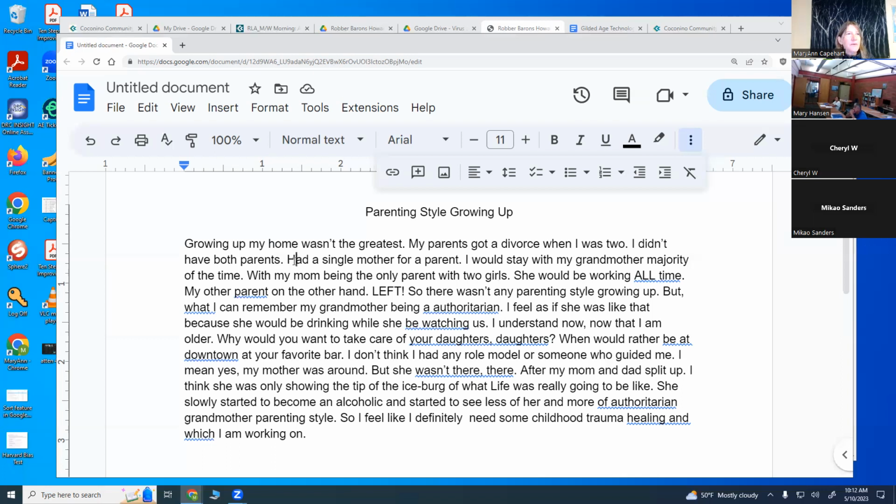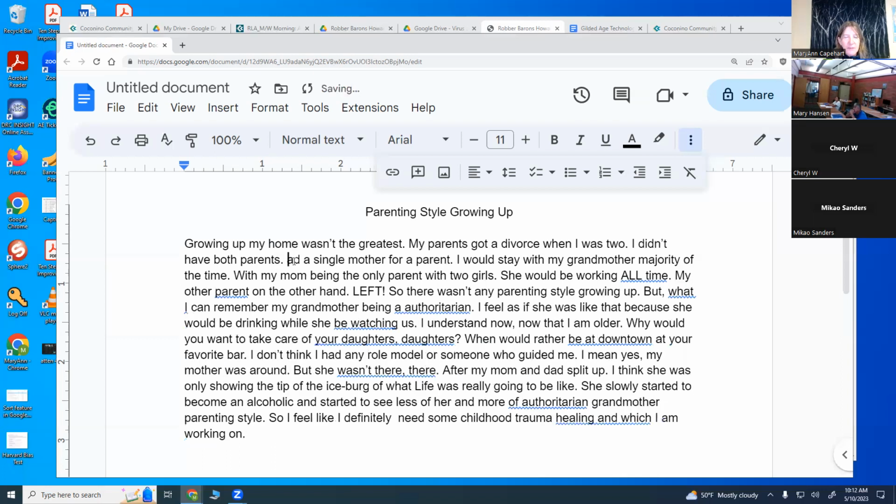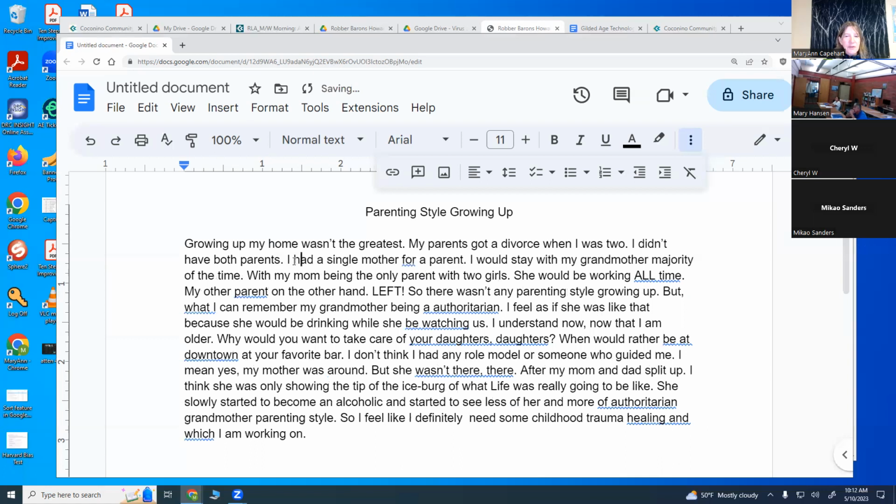But for the formal writing we do at school and stuff, we always have to have a subject, unless it's a command, like sit down. That sounds authoritarian. So we'll put the I in there. I had a single mother for a parent. I would say, stay with my grandmother majority of the time. What can we do to make that a little smoother?